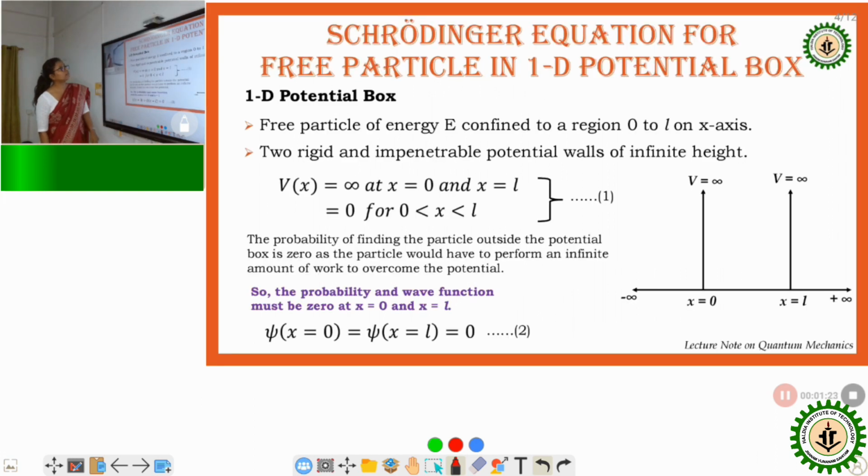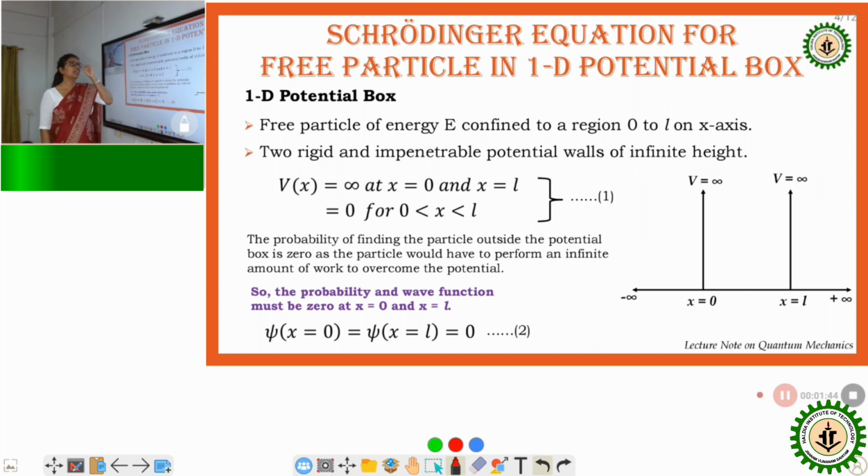Okay. Now, see, this is the one-dimensional box. Just this is the x-axis and this is the wall. Here, this is the pure example, that means the application of the Schrodinger equation.